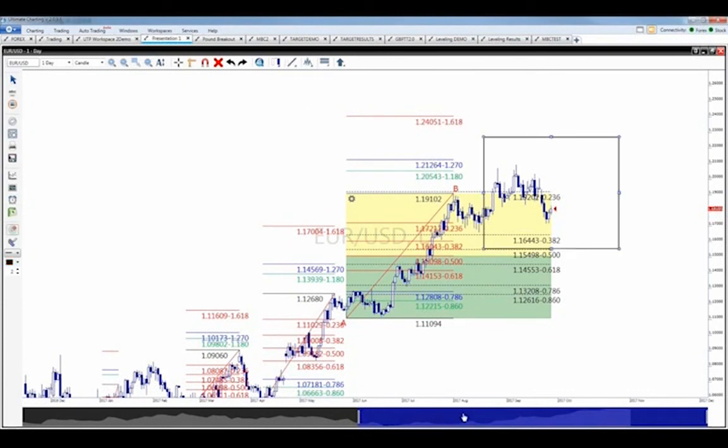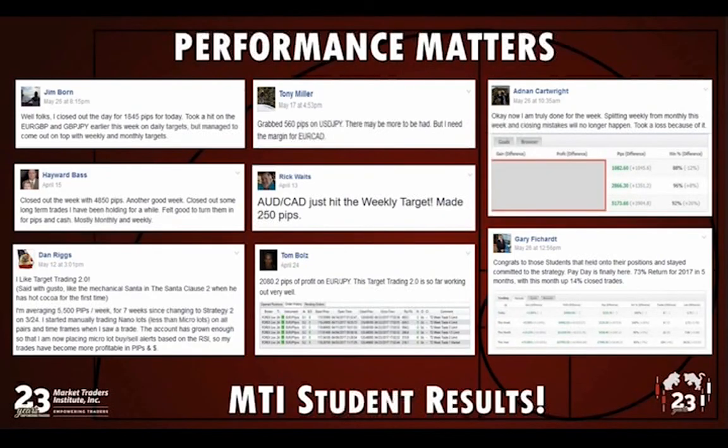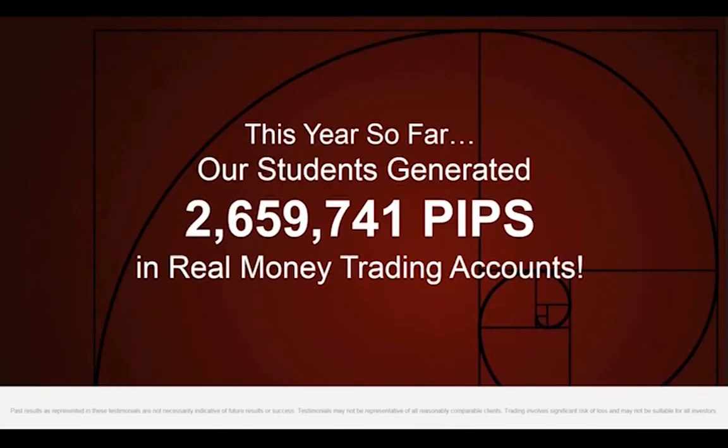This is what we do every single day of the week, and the results that we get for our students have been amazing. One of the things that we have is results. We don't just talk about how you do something, we produce results. Dan, I'm averaging 5,500 pips a week. Hayward, 4,850 pips. Did you know that our students this year in real money trading accounts have generated 2.6 million pips? Let that sink in for a minute.